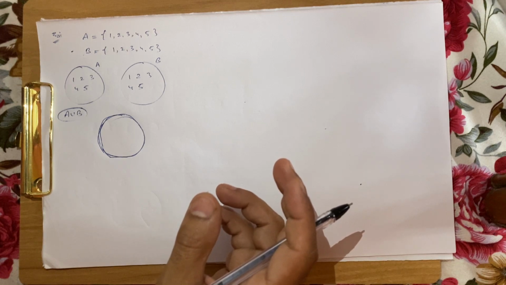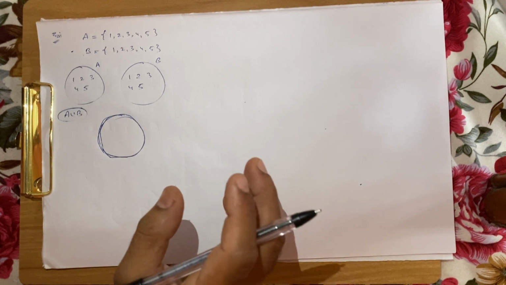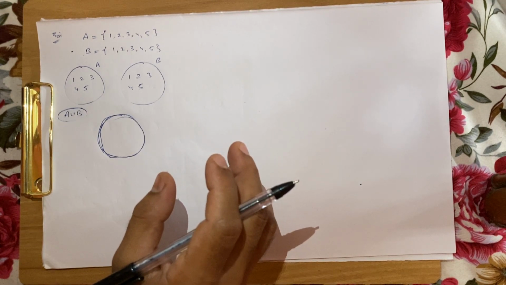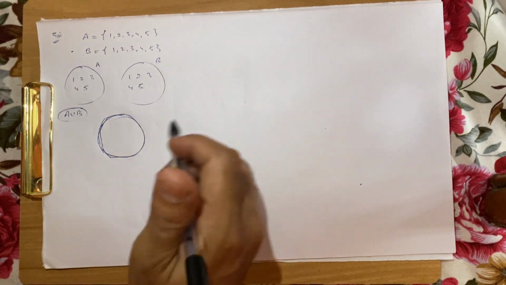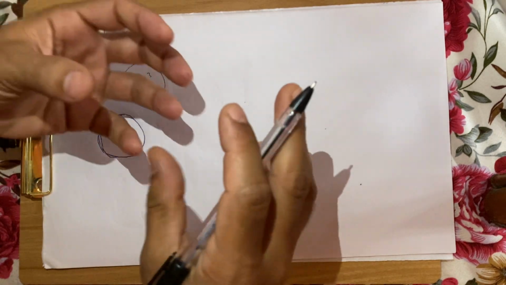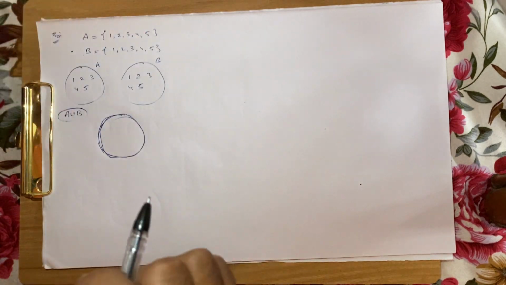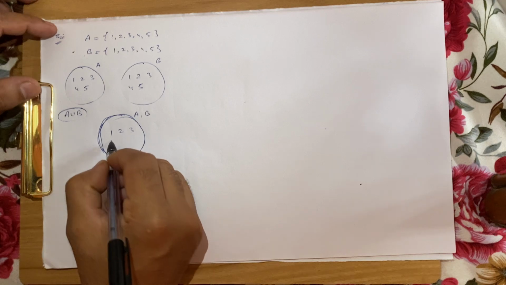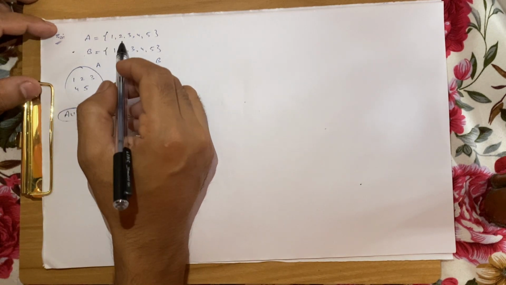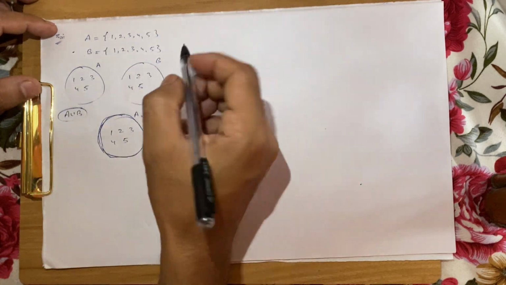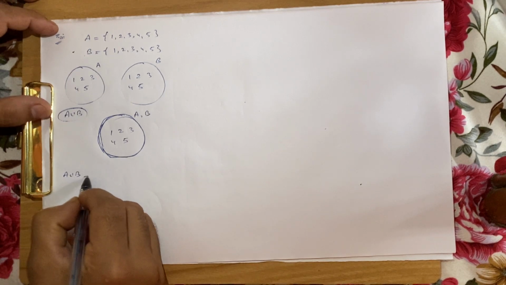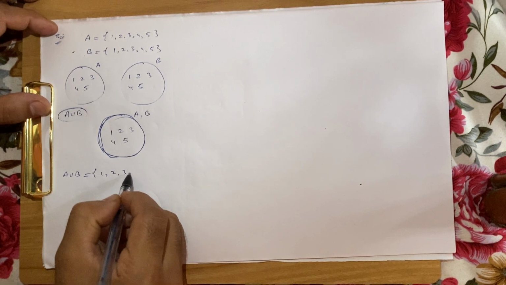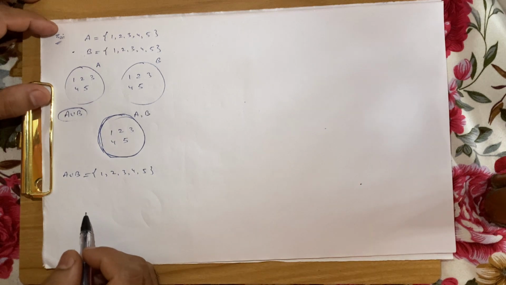Okay, so here, since both the sets are equal, we will have two circles of the same size, one on top of the other. This is set A and this is set B, and the elements are 1, 2, 3, 4, 5. If you want to write A union B in the roster form, then A union B is 1, 2, 3, 4, and 5, because I cannot repeat any elements.